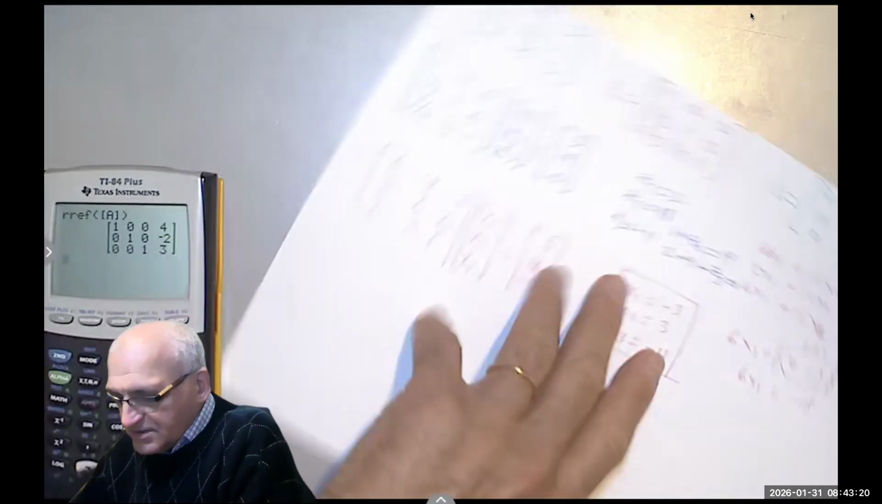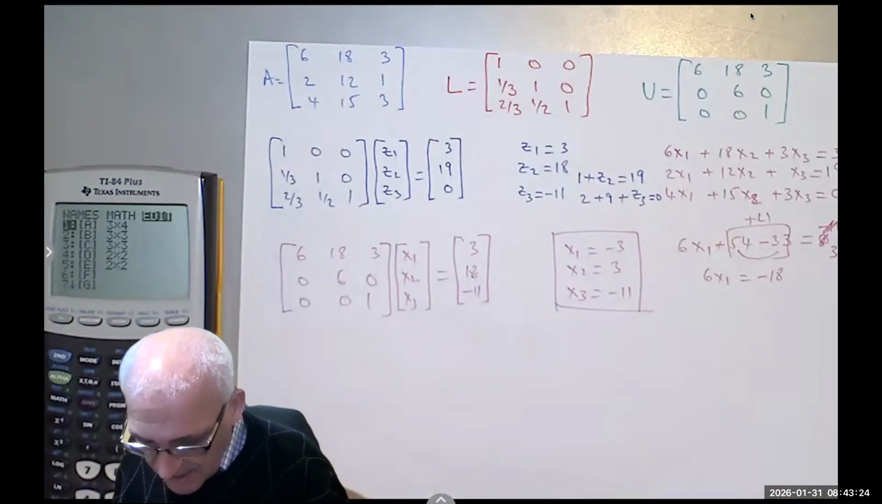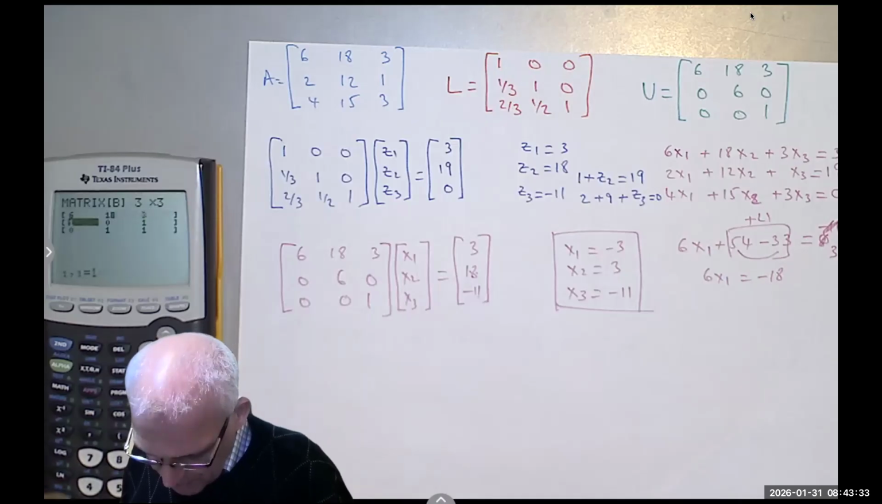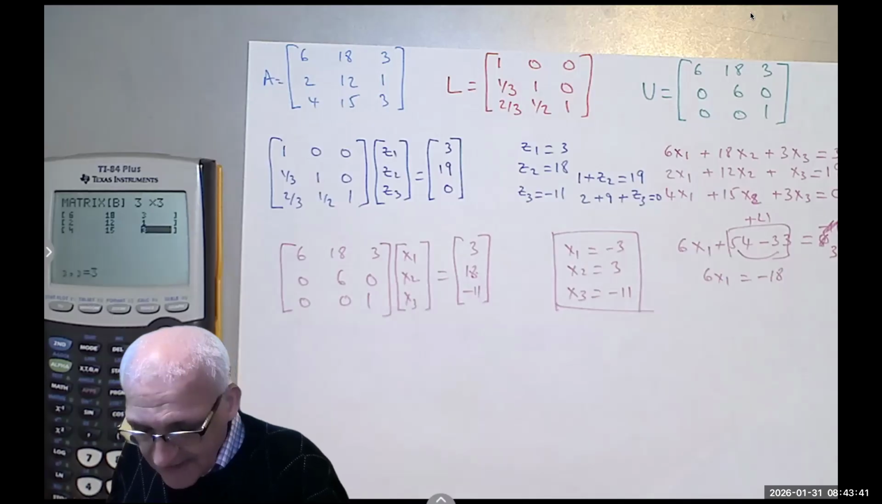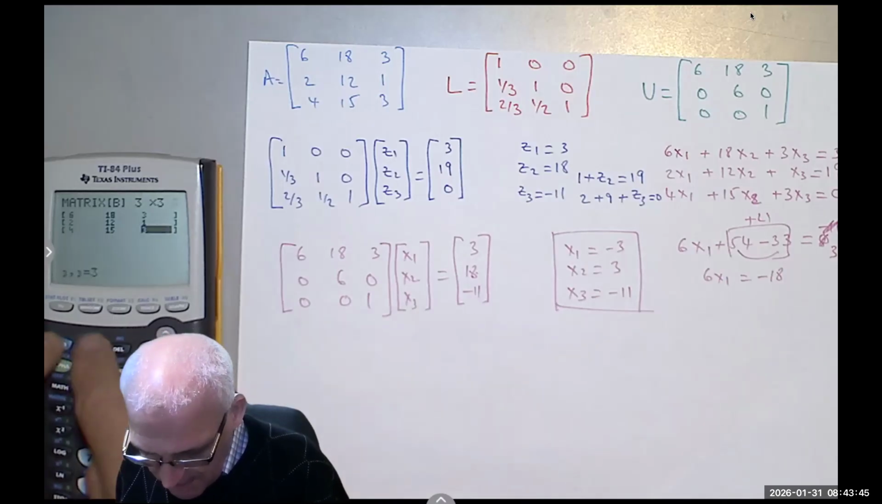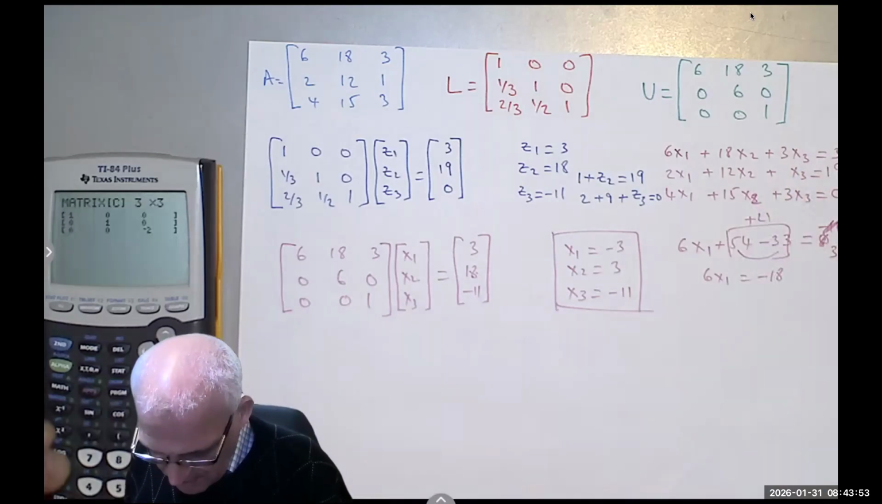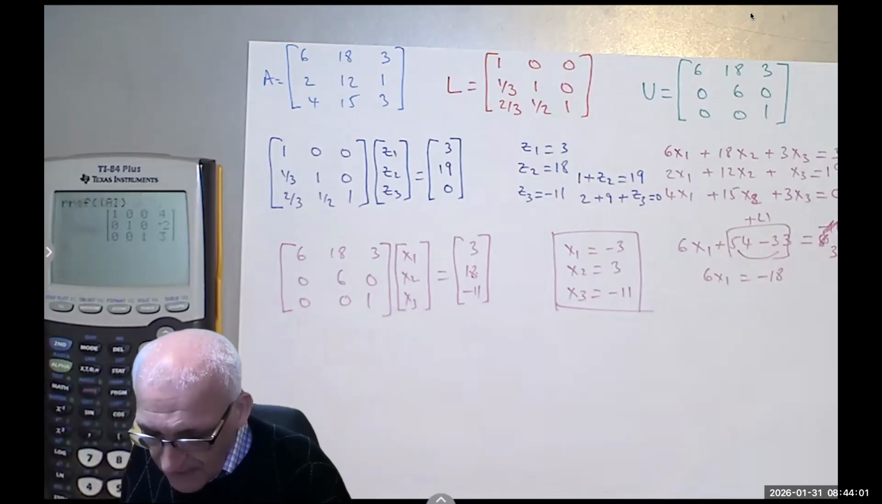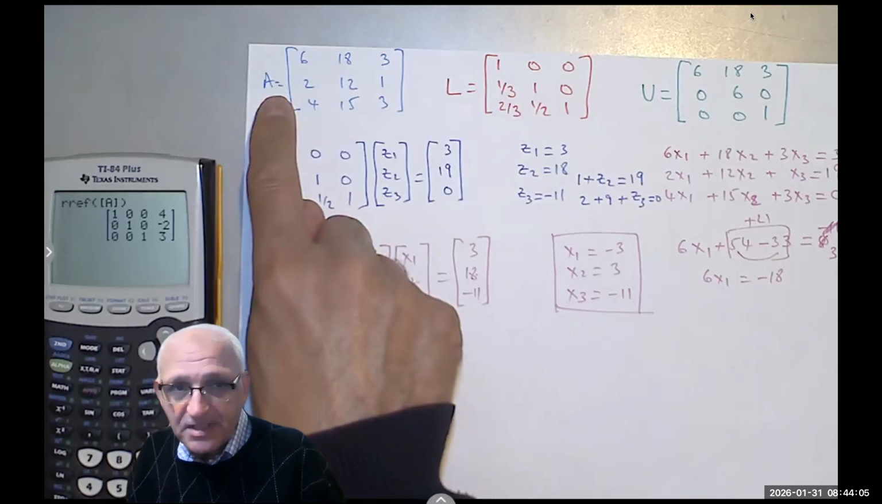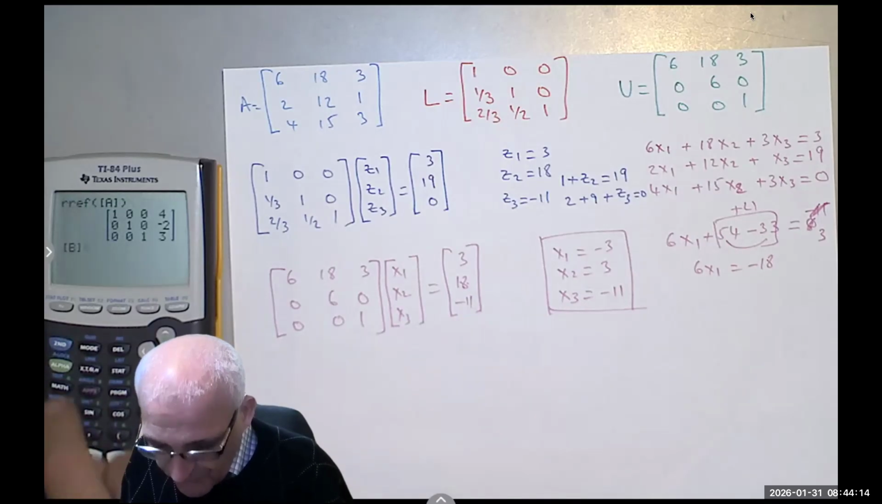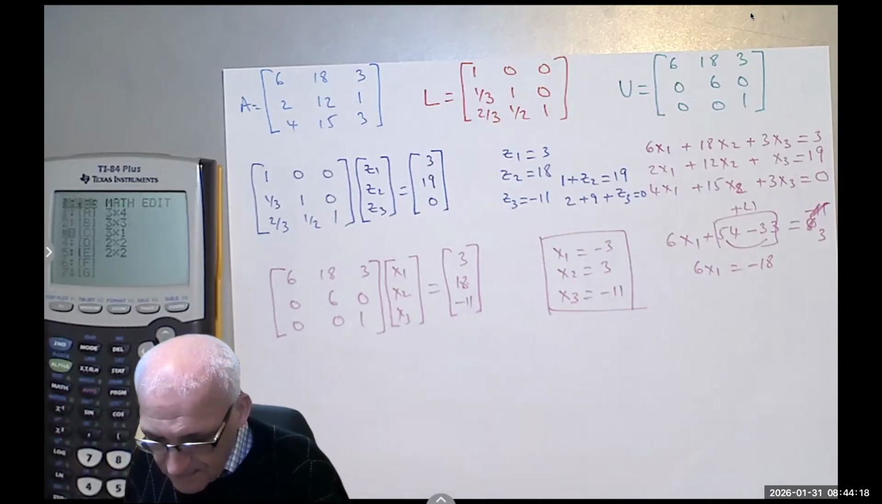Here, I'm going to use a different method. So I'm going to go to matrices, select matrix B. It's a 3 by 3. And I'm going to enter 6, 18, 3, 2, 12, 1, 4, 15, 3. And then I'm going to create a new matrix, a 3 by 1 to enter the right-hand side: 3, 19, and 0. And now I'm going to invert matrix B and multiply it by matrix C. So we take matrix B inverse times matrix C. And let's see what we get.